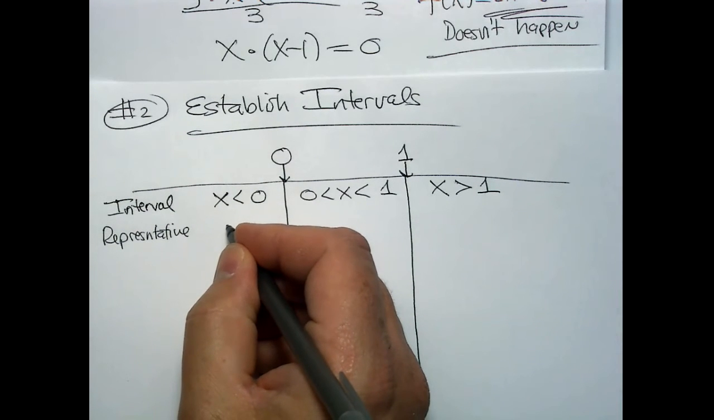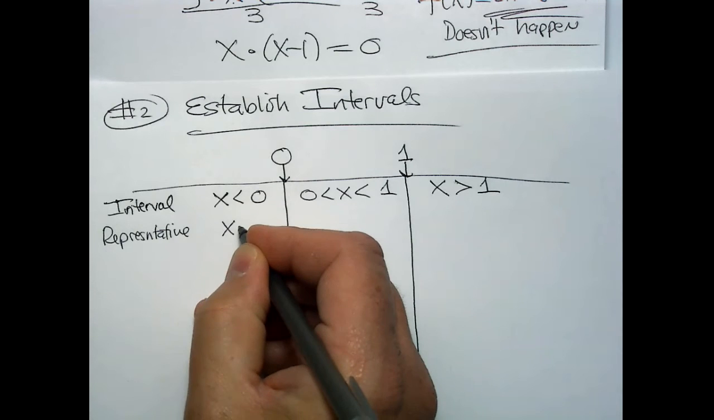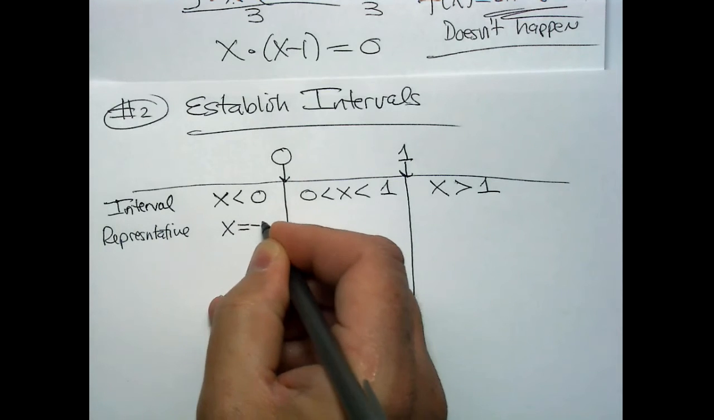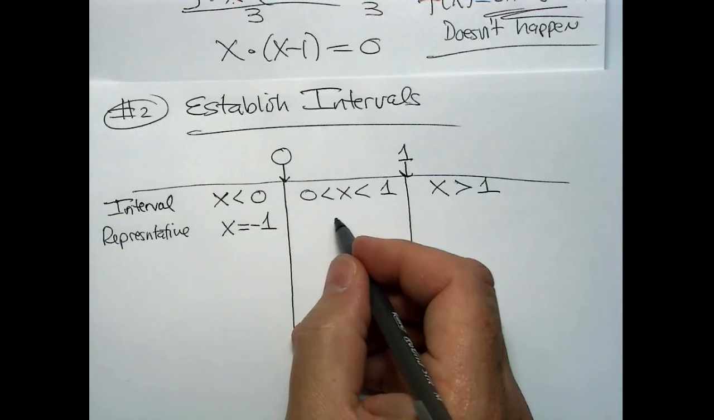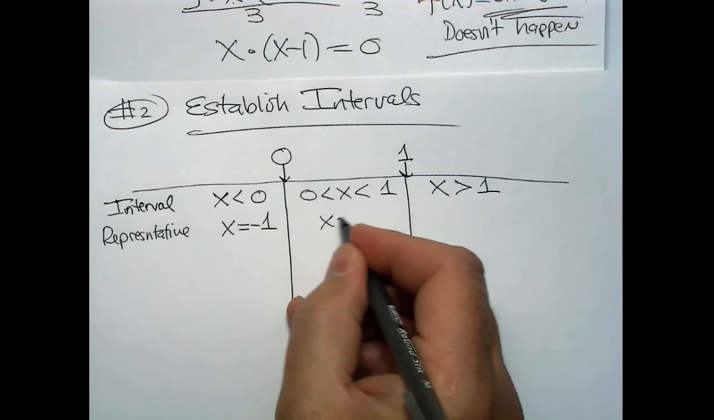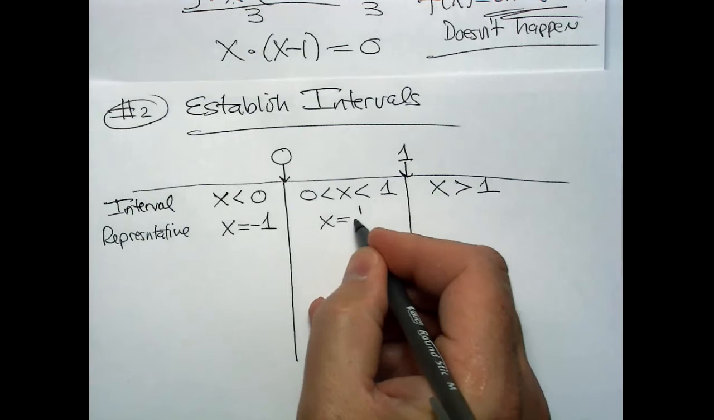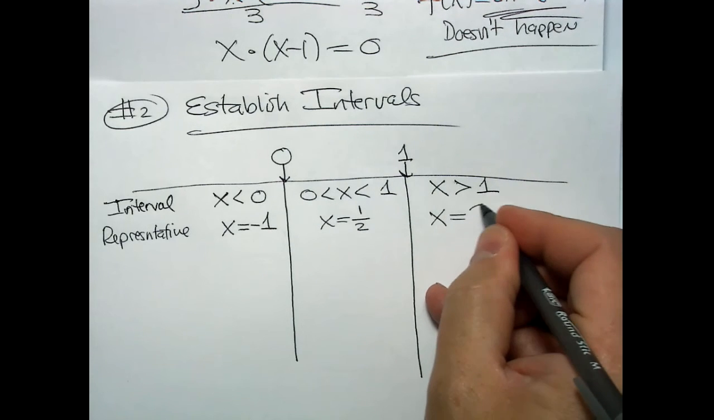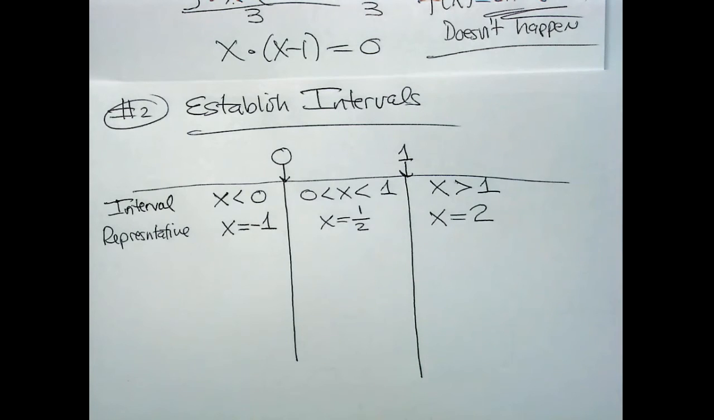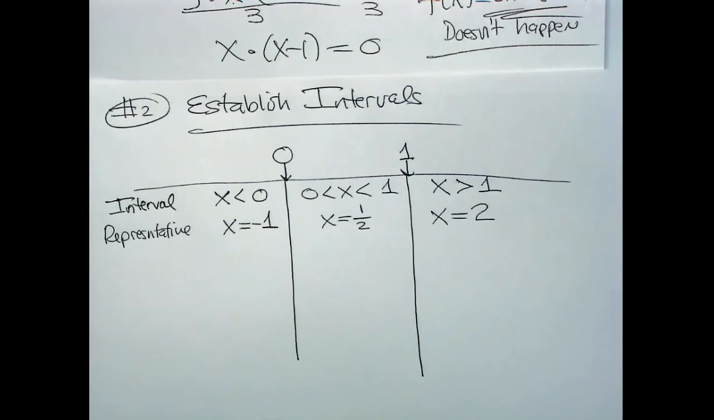So I'm going to just pick a test value of x within the interval, and probably the best one would be just that one right there, -1. Let's pick a representative that lives in this interval. Well, you can pick any one you like, but probably the best representative is the one in the middle. And then let's pick a representative over here. Let's pick 2. So there they are, our representatives.